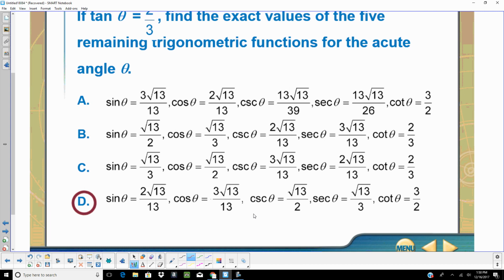Because for the sine, I believe you get 2 over radical 13. To rationalize, you'd multiply that by radical 13 over radical 13. That's where the 2 radical 13 over 13 comes from. All right.